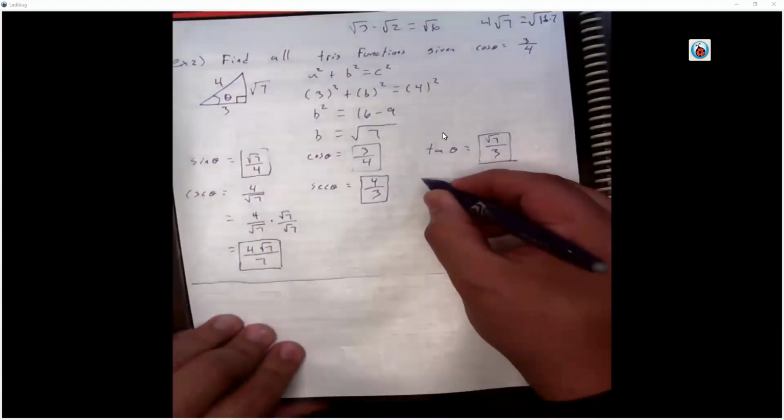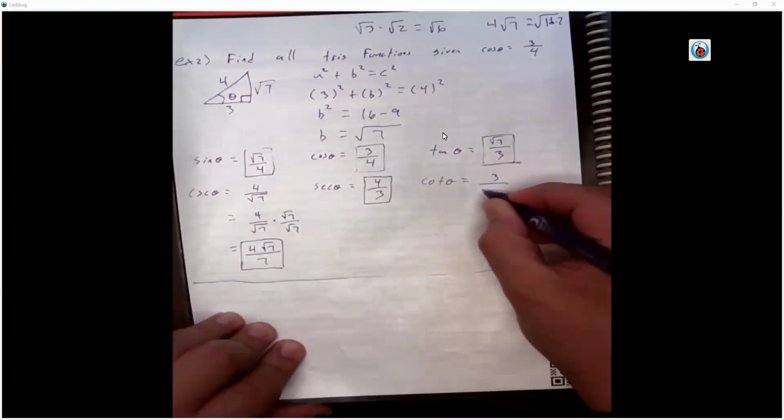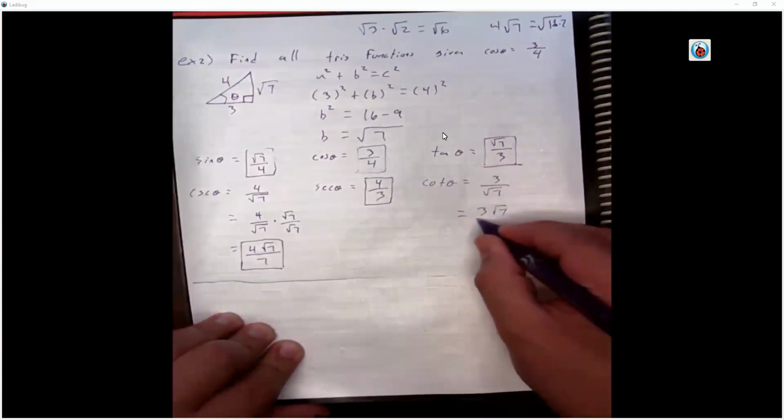Any questions on example 2? Oh, yeah, I forgot cotan, right? Flip that guy over. You rationalize, you should get this guy.